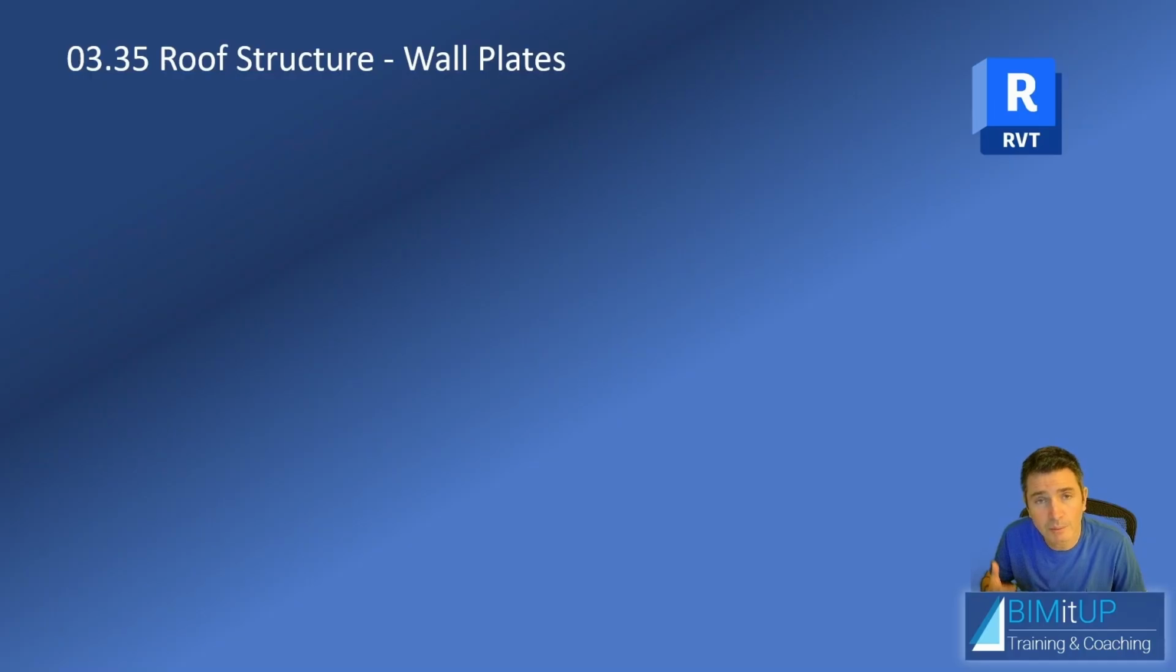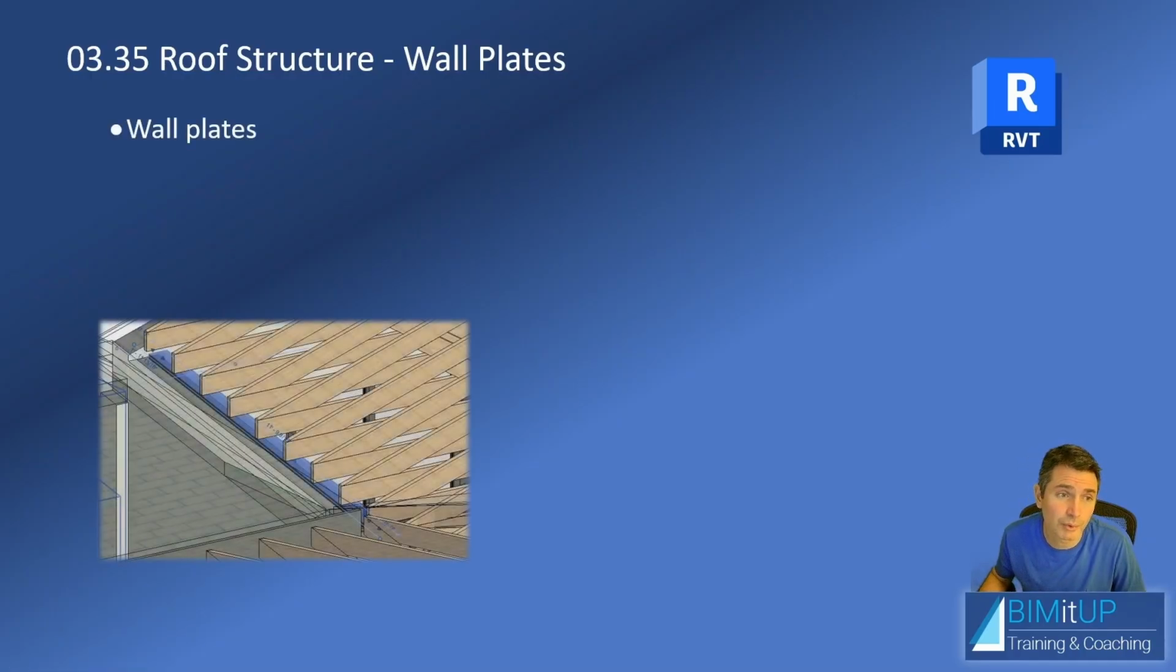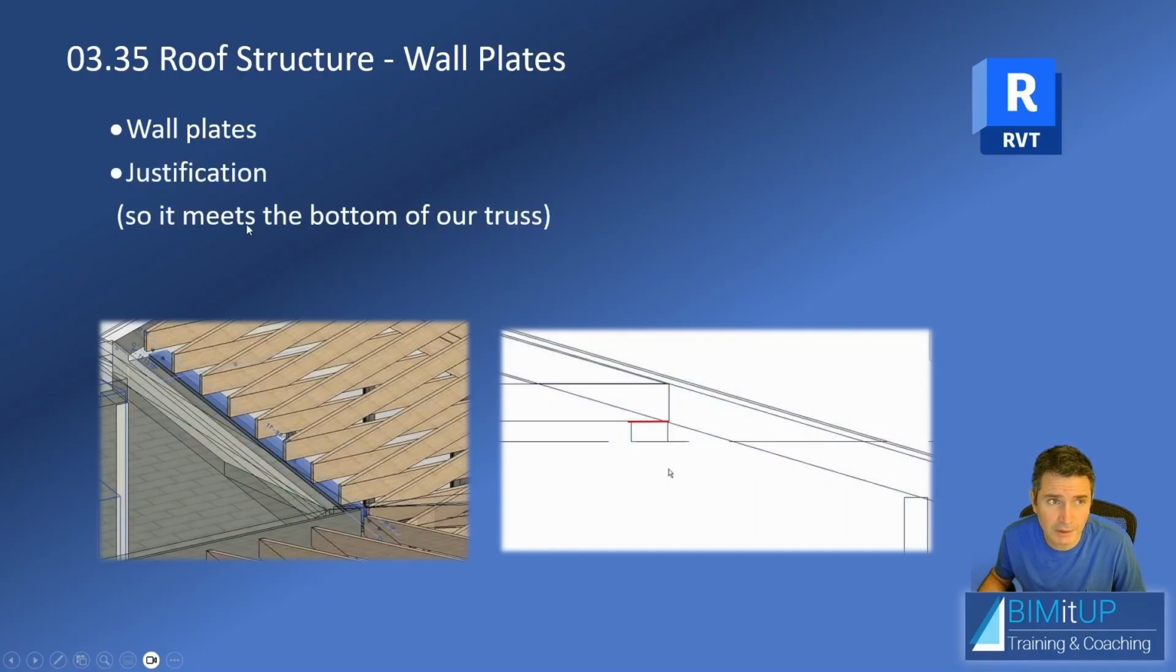Today we continue with roof structures. We're going to focus on wall plates. For that, I'm going to show you how to create a wall plate so you can rest your trusses on. We're going to focus specifically on justification so that your wall plates meet the bottom of your trusses. And we're going to see the advantage of creating a new type for your wall plates. Let's get right into it.